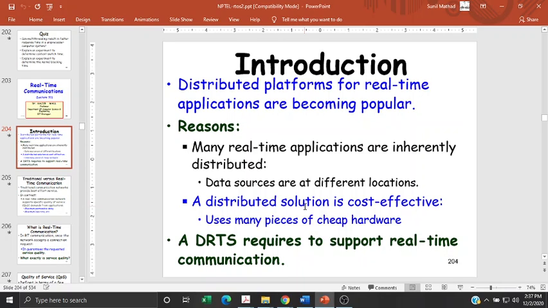Any answers? Email communications or FTP, file transfer protocol, or VoIP. So what is the difference? Okay then, if you won't say, I have to say it. So email communications are not time bounded.